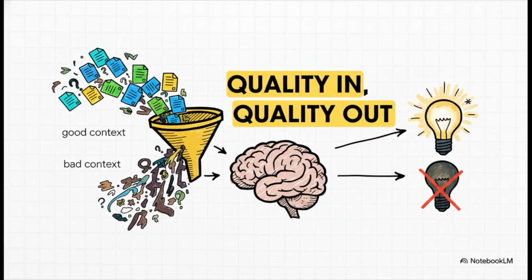Well, here it is. This is the fundamental rule of RAG. Quality in, quality out. The large language model is only as good as the information you give it. If you feed it garbage context, you're going to get a garbage answer. If the context isn't enough, the model might start making things up, hallucinating. So the big takeaway is this. Every single advanced technique we're about to talk about is all about improving the quality of this context.